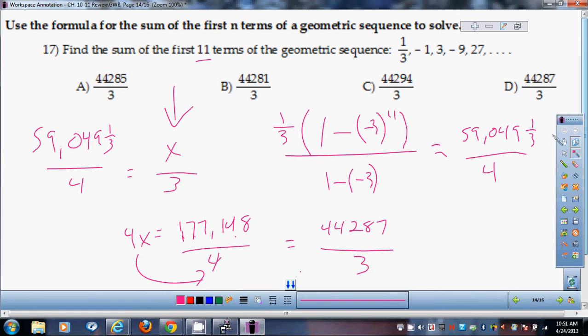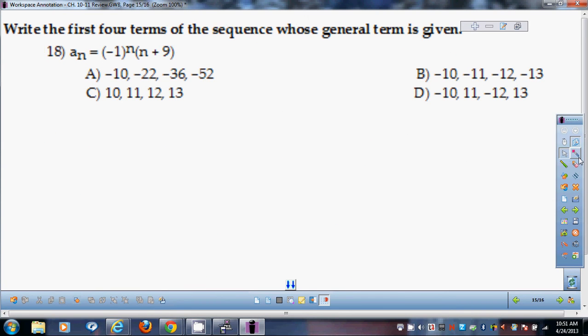Write the first 4 terms of the sequence whose general term is given. Who can tell me what am I plugging in for n to get these 4 terms? 1, 2, 3, and 4. That's right. So -1 for the first will be -1. 1 plus 9 is 10. So -1 times 10, -10. That's true. Now, I'm guessing the next one's going to be positive or -11. In fact, I bet you anything the next one's positive 11. I'm using my ACT step here. Is it -22? I was wrong. -1 squared is positive 1. So it is 11. So the answer is D.